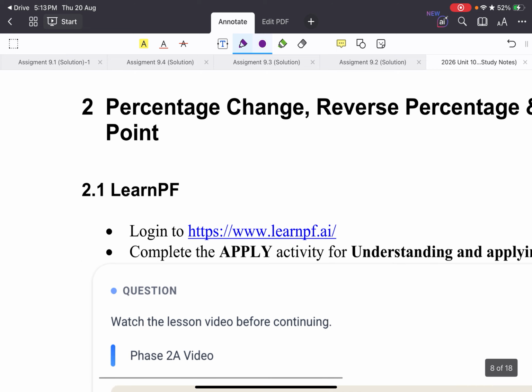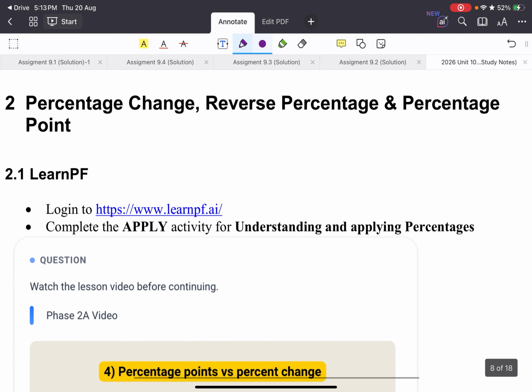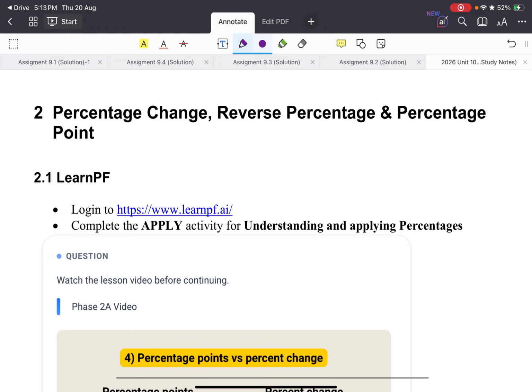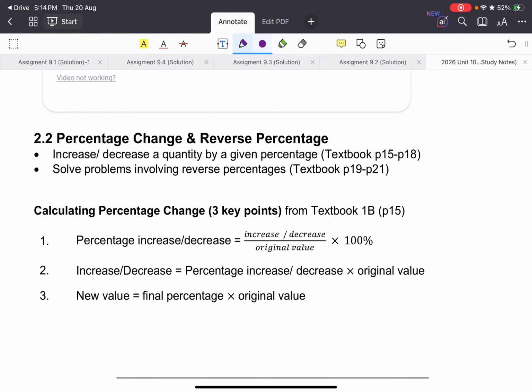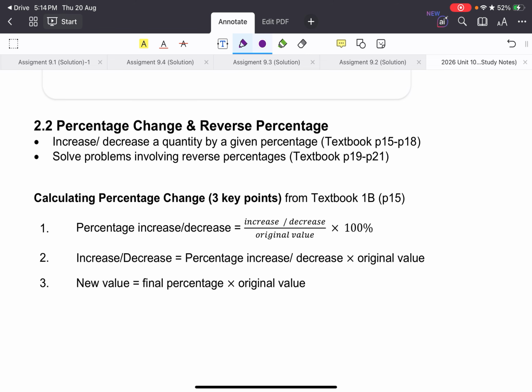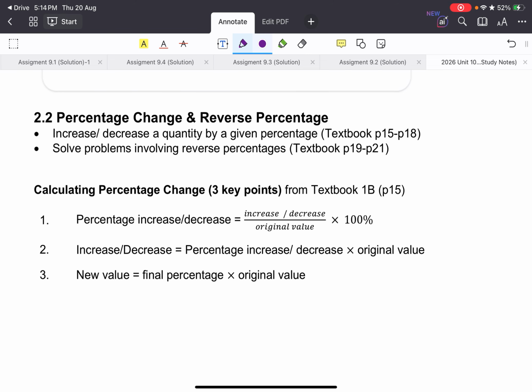All right, let's move on to the next section quickly. In the next section, we have a few things to talk about: percentage change, reverse percentages, and percentage point. Again, there's a Learn PF activity that you can try out, so please try it out. Once you are done, you can pause the video, try that out, and then come back here. So now let's come back.